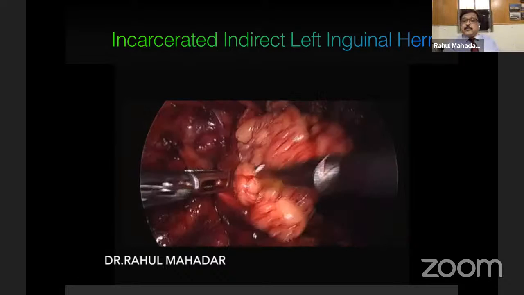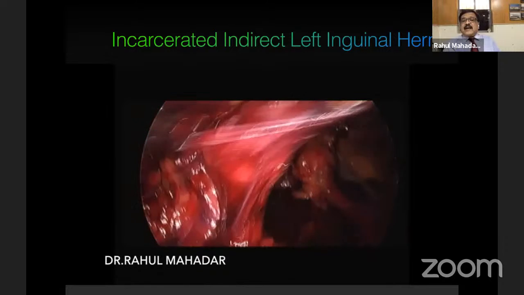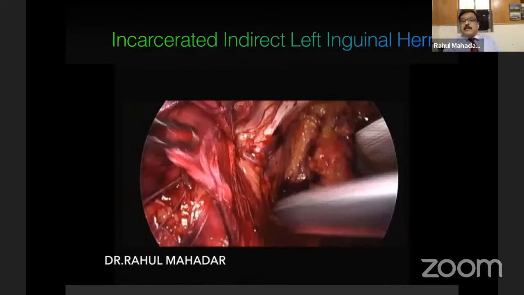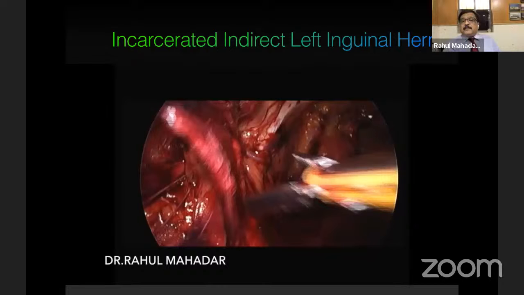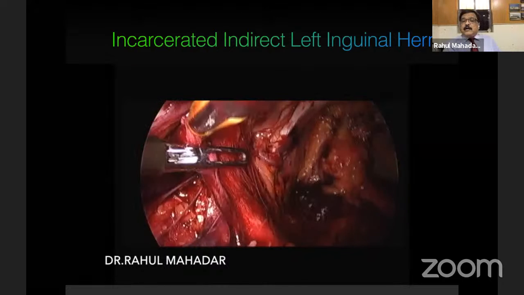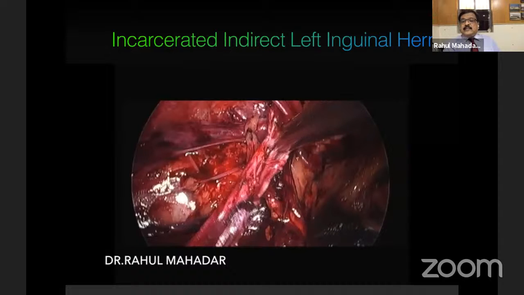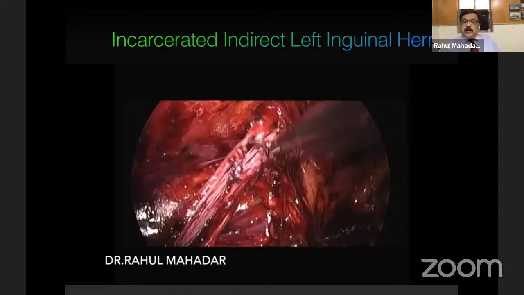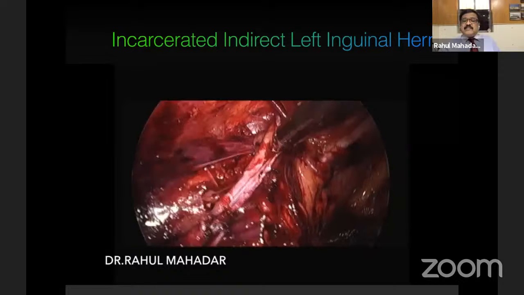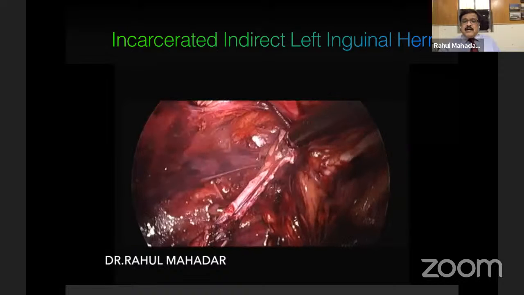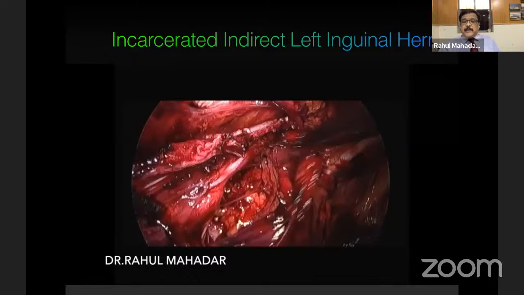So the contents are reduced into the peritoneal cavity, and then this sac is completely dissected from all sides, and the cut part is sealed with the help of sutures or a loop. You can use either a Vicryl loop or a catgut loop as well. So this is the incarcerated left inguinal hernia that can be dealt with the eTEP approach.